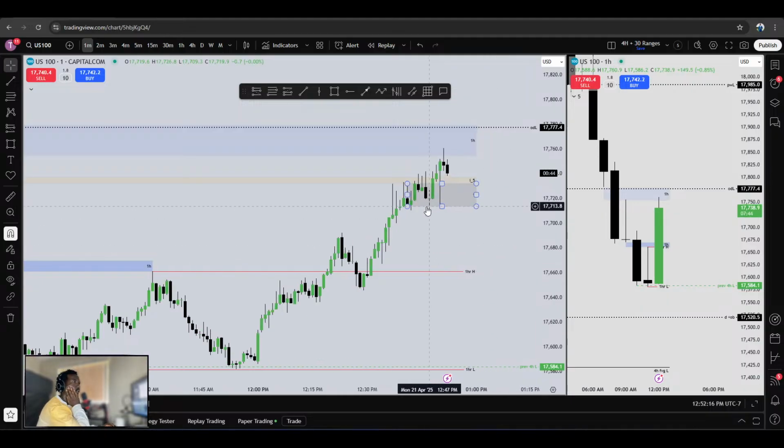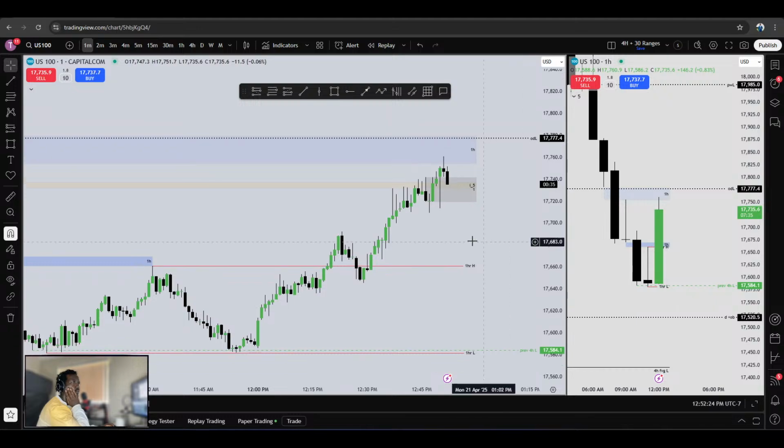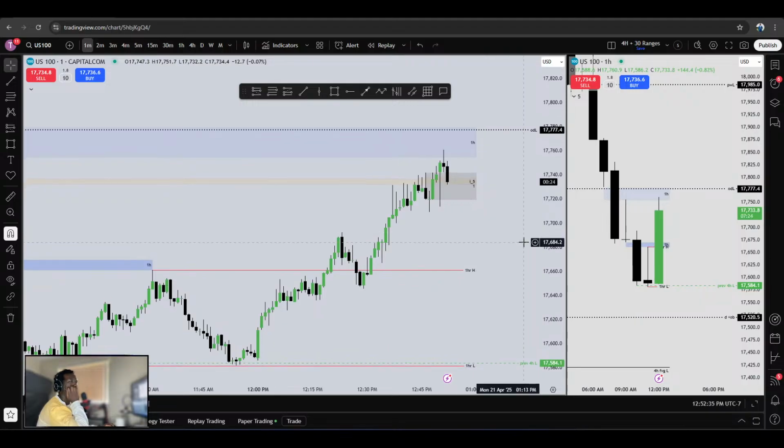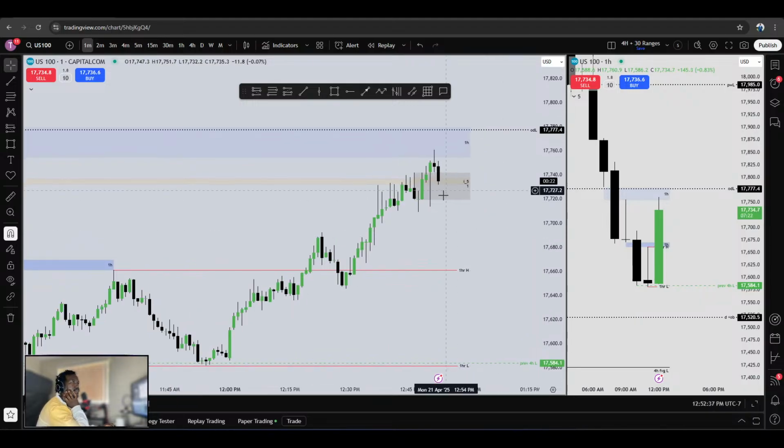I do like this down candle. If we do close below it, I might take a trade, but go in at half the risk I would normally take, because I like the fact that we did go inside of that 1 hour fair value gap and we've traded above the third 1 hour. We've taken three highs. So if I do see a body close just below this one, I'll take a trade.